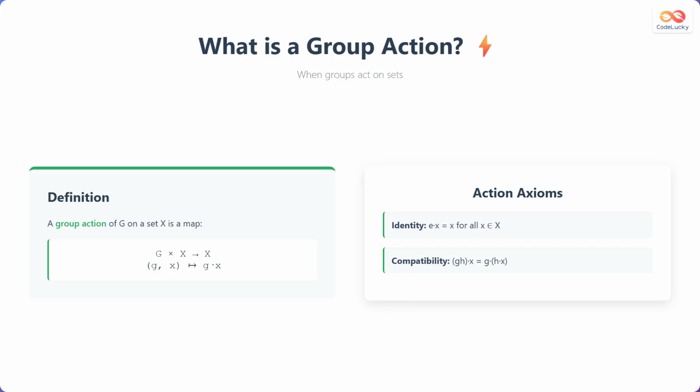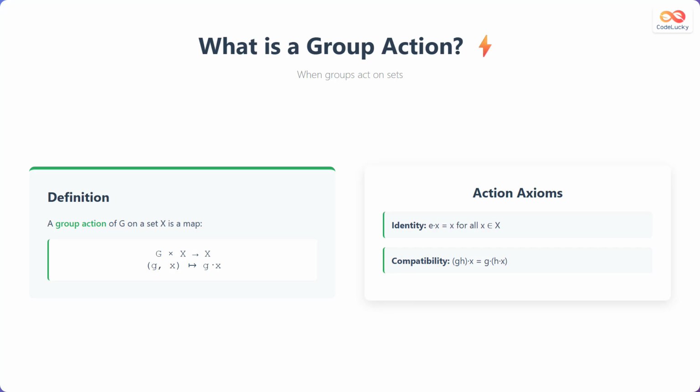Now we can combine the concepts of groups and sets. A group action describes how a group can act on a set. A group action of G on a set X is a map from G times X to X, sending the pair (g, x) to g.x. In simpler words, it's a way of associating each element of the group G with a transformation of the set X. A group action must satisfy two important axioms.